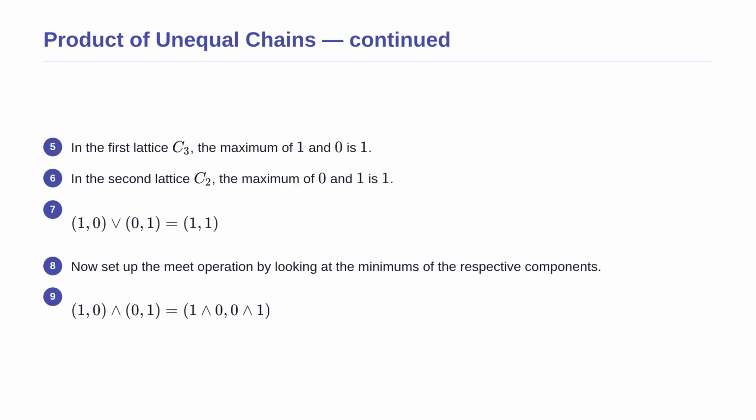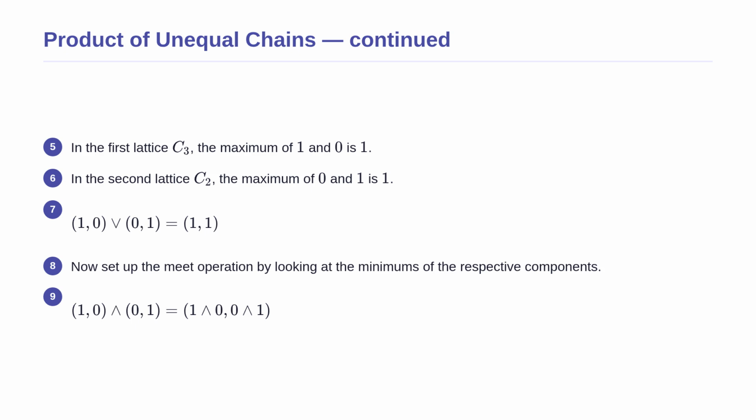Let us evaluate the join we just set up. In the first lattice, the maximum of 1 and 0 is 1. In the second lattice, the maximum of 0 and 1 is 1. Putting these independent results back together, the resulting pair is 1, 1. This proves that the least upper bound is found by simply solving two smaller, easier problems and combining the answers.